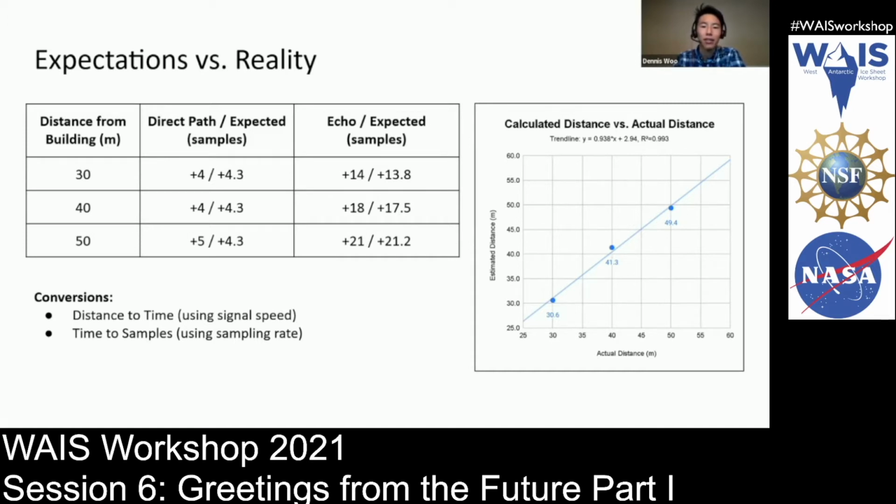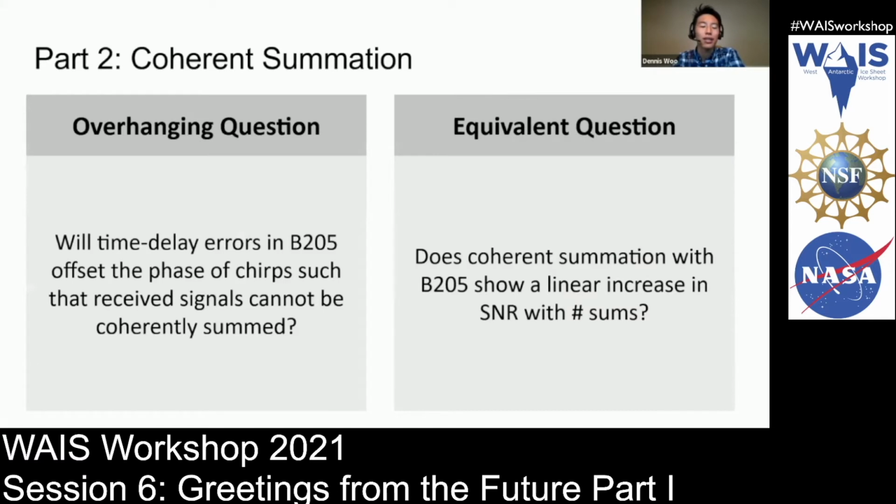Finally, I converted the number of echo samples, so 14, 18, and 21, back into a distance estimation and plotted that estimation versus the actual distance I was away from the wall at the time of the test. You can see that graph on the right-hand side of the screen, and the trend line that fits these points is effectively a one-to-one line, which is great because it means that the radar system works, at least in a basic sense.